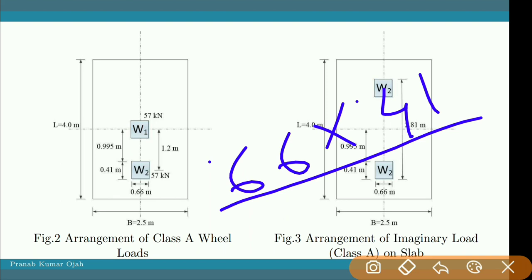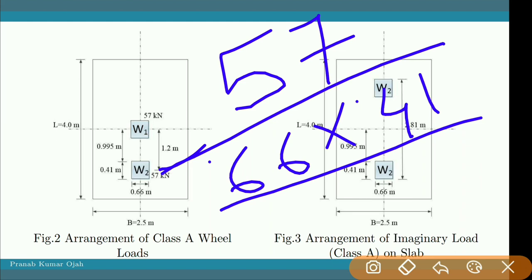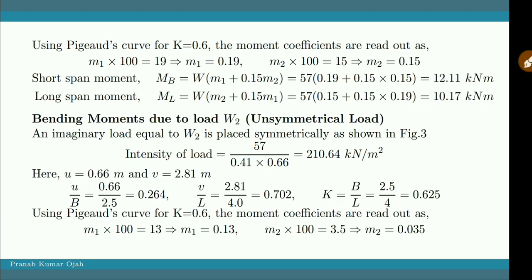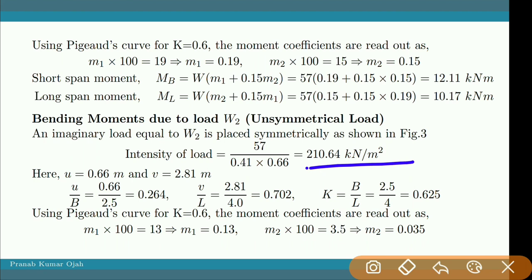Over this area, how much load is acting? That is 57 kilonewton. So 57 divided by the area will give us the load intensity, which is 210.64 kilonewton per meter square. Now to use Pigeaud's curve, first of all I have to find out the value of U and the value of V.